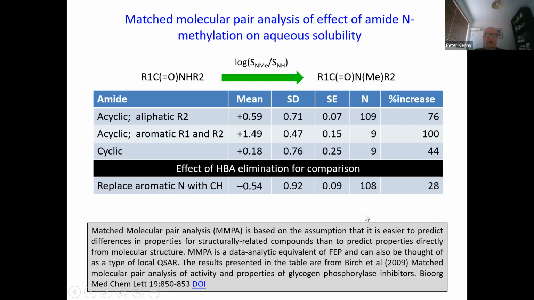I've got some other matched molecular pair analysis in this article, so you might want to have a look. I've got some stuff on plasma protein binding and so on. So if you're interested in matched molecular pair analysis, this is quite a helpful paper.